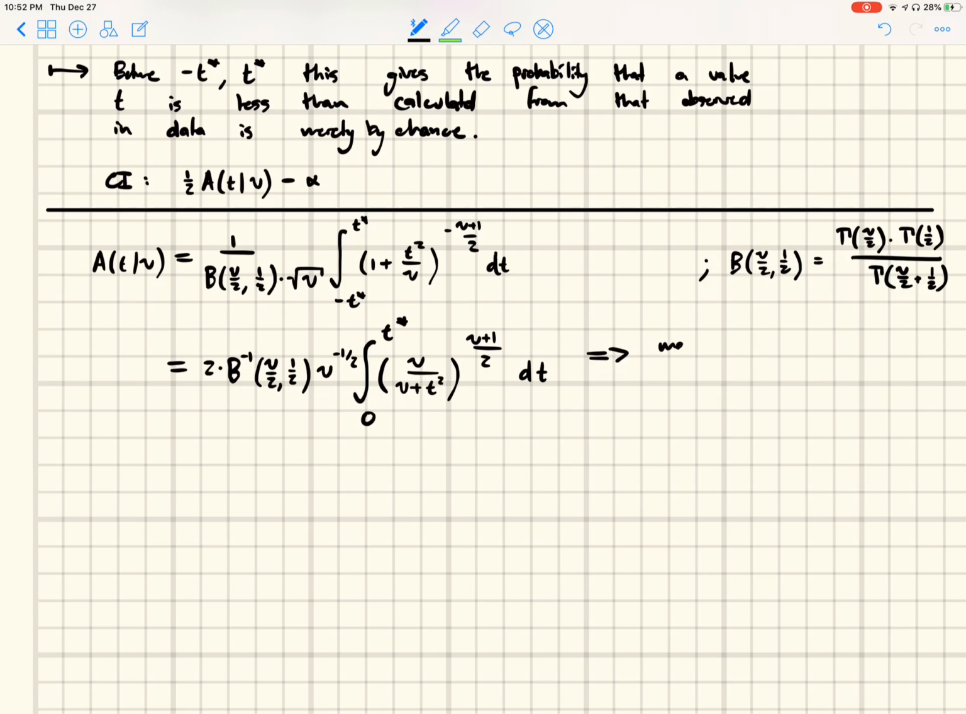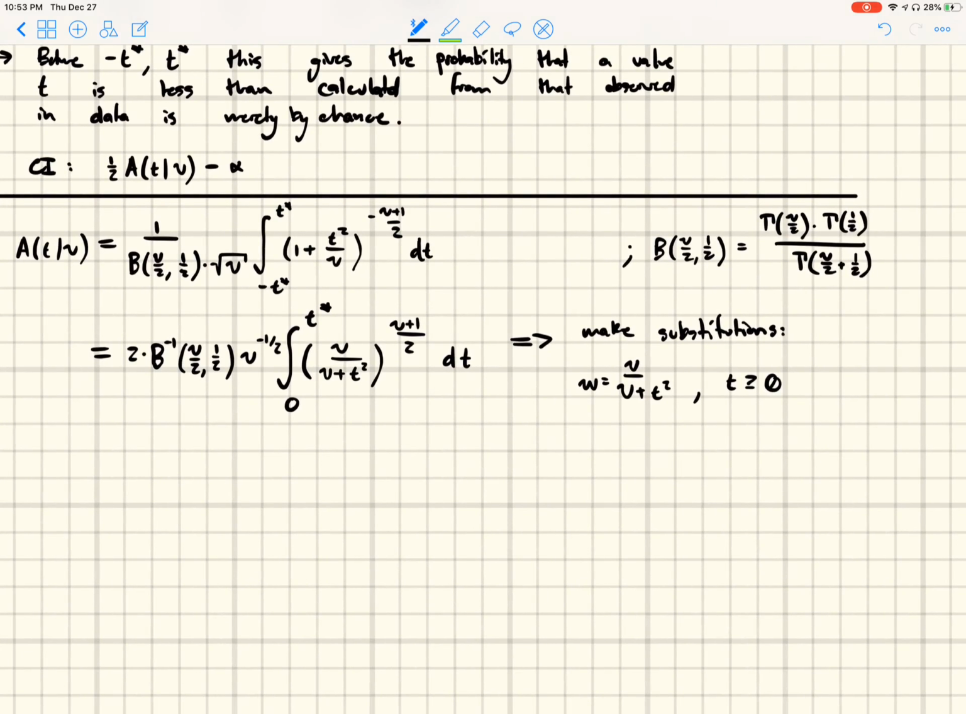So we're going to make some substitutions as follows. We'll call w equal to v over v plus t squared. And then for t being positive, which it is, we're going from 0 to a positive value, we get that t is equal to the square root of v over w minus v.